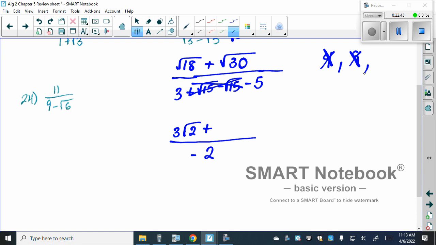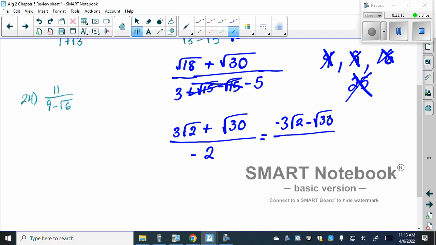The number after 9 would be 16, which is 4 squared. 30 is definitely not divisible by 16. And you all know the number after it? Because that was 4 squared. What's the next one? 5 squared, which is 25. Well, 30 is definitely not divisible by 25. So we get this here. Another way we could say this is moving the negative up top is negative 3 square root of 2 minus the square root of 30 over 2.